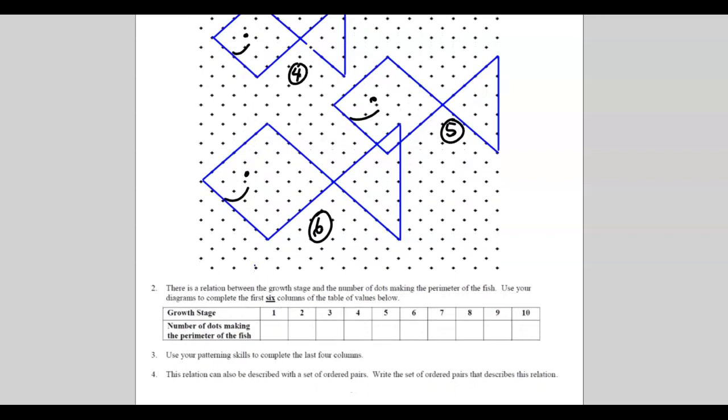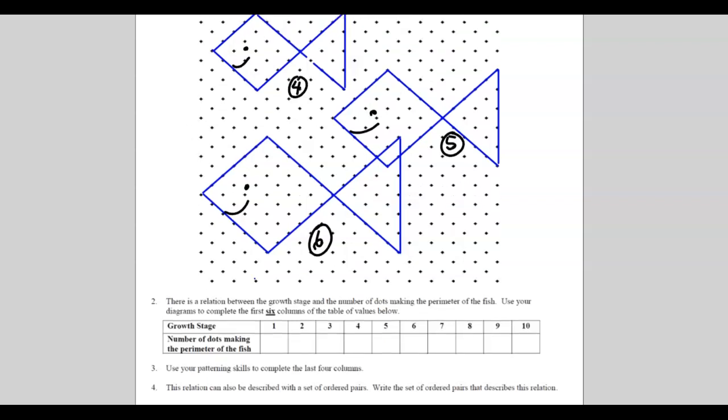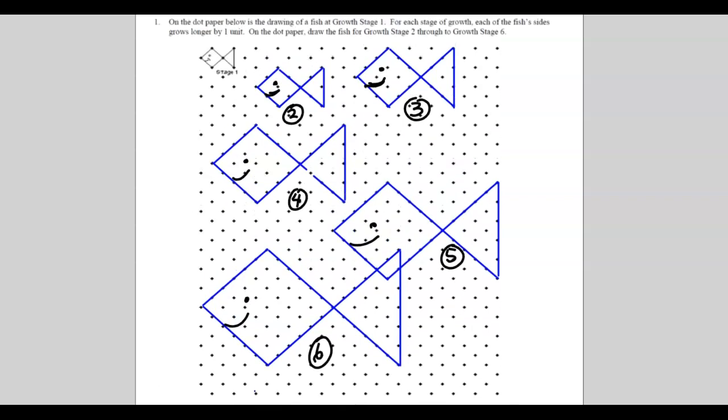So it says there's a relation between the growth stage and the number of dots making the perimeter of the fish. Use your diagrams to complete the first 6 columns of the table of values below. So the growth stage 1, the number of dots that make the perimeter, so you count them up. So 1, 2, 3, 4, 5, 6. Growth stage 2, 1, 2, 3, 4, 5, 6, 7, 8, 9, 10, 11, 12, 13.